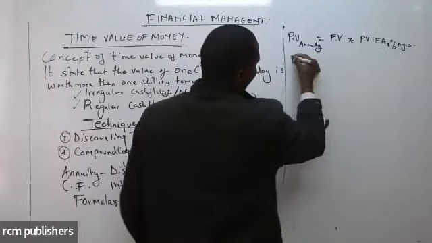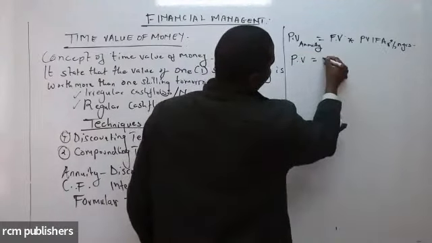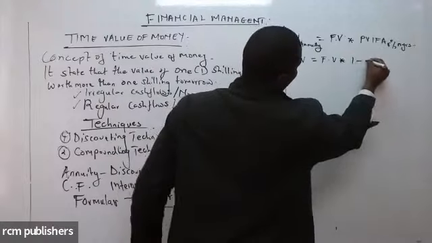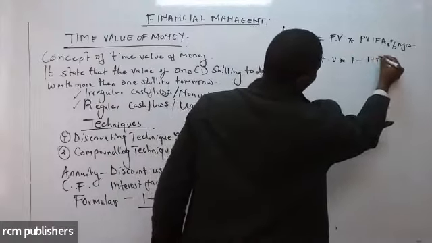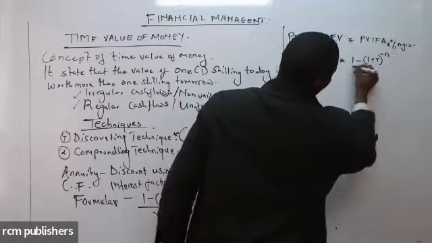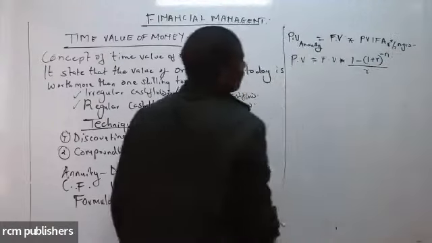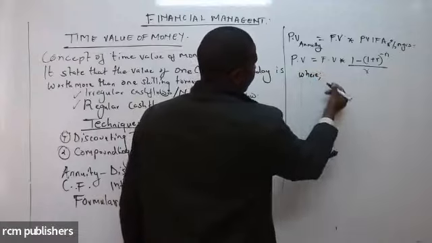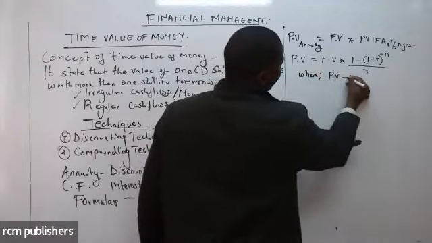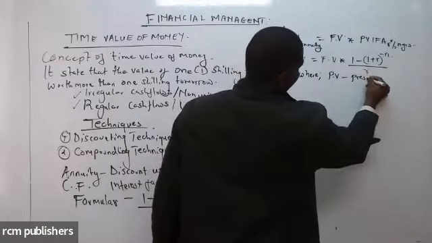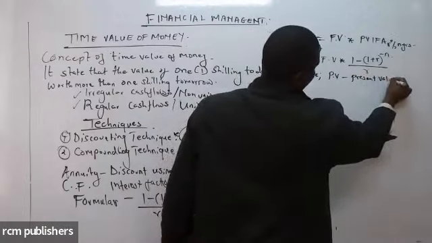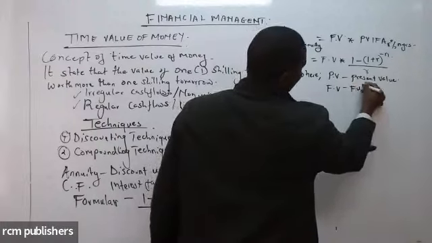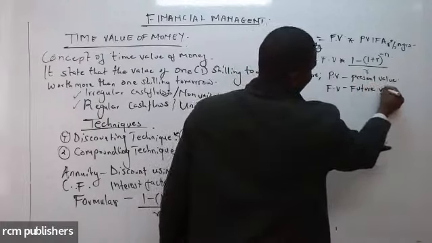So in short, present value is given by future value times PVFA, which is 1 minus (1 plus R) raised to power negative N divided by R. Where PV is the present value, FV is the future value of cash flow.